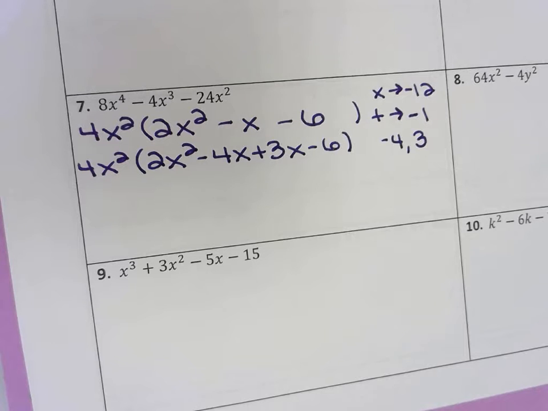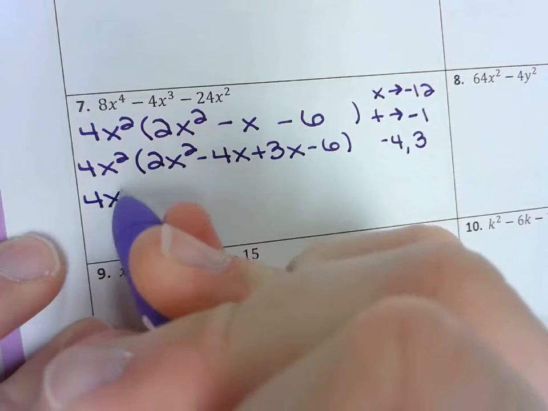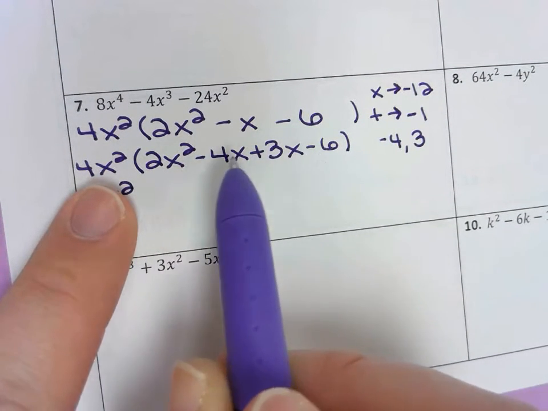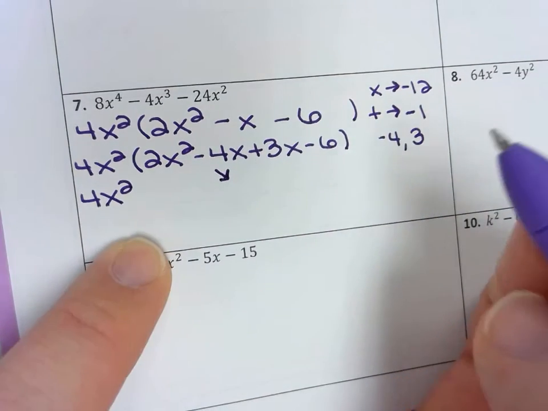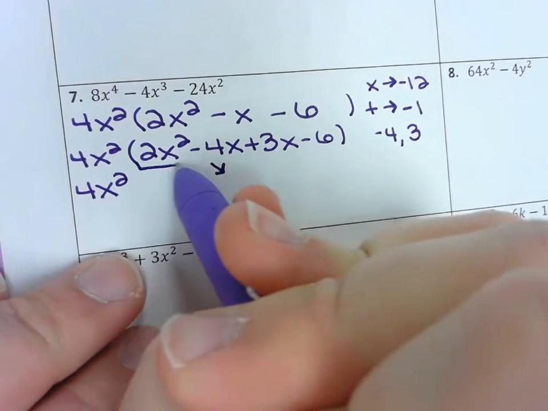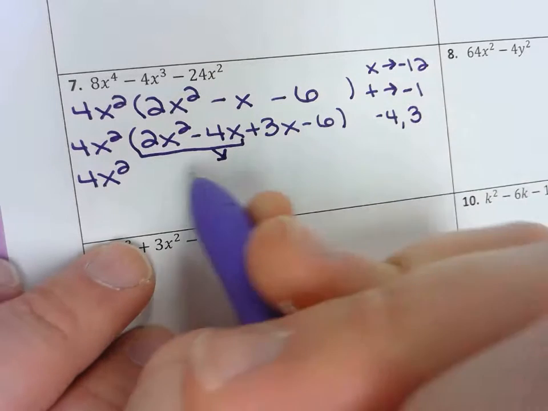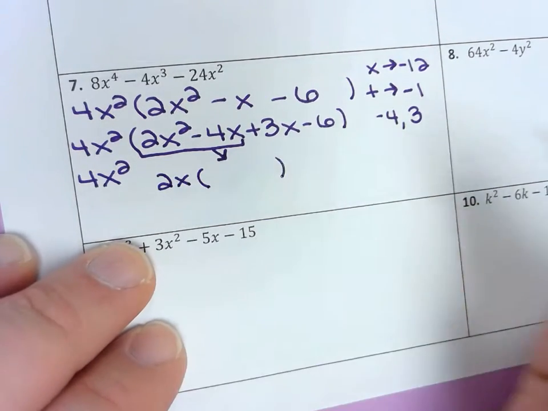So negative 4x plus 3x, the GCF of 4x squared is just chilling out front. We don't care about it anymore. But you have to put it in your final answer. So now as I look at this, if I look in my parentheses, how many terms do I have? 4. So we can go ahead and factor this by grouping. What is the GCF of 2x squared minus 4x? Say it louder. 2x. So the GCF of the first two is a 2x.